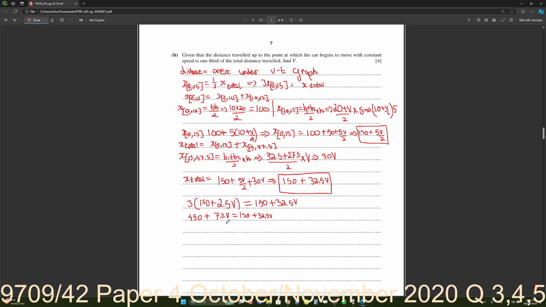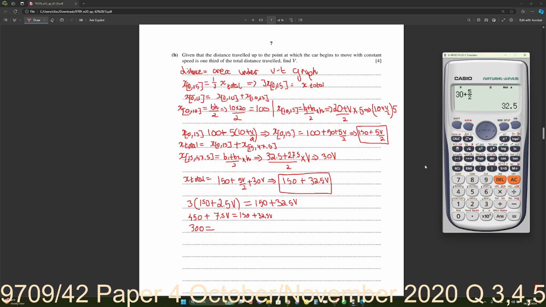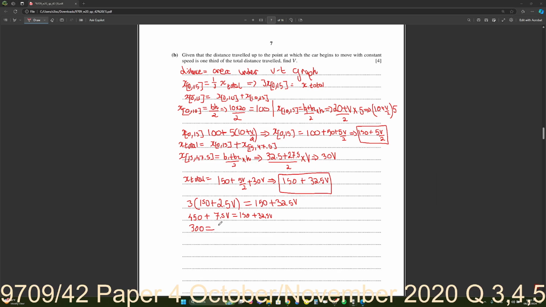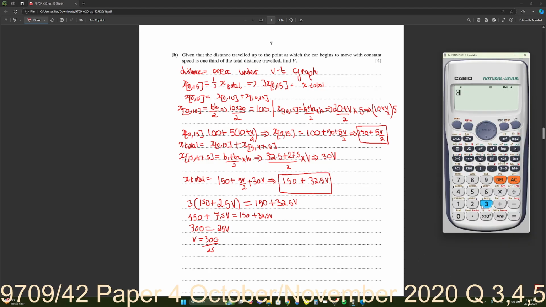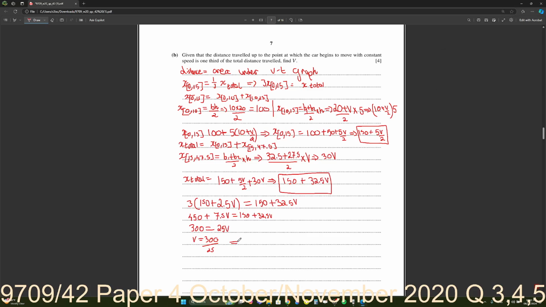We're going to take the v's to one side and the constants to the other side. We get 300 is equal to 32.5 minus 7.5, which is 25, so 25v. So v is equal to 300 over 25, which is 12. Therefore, v is equal to 12.